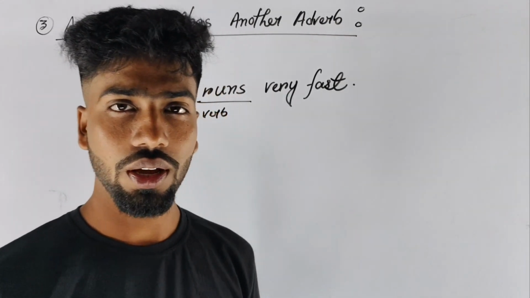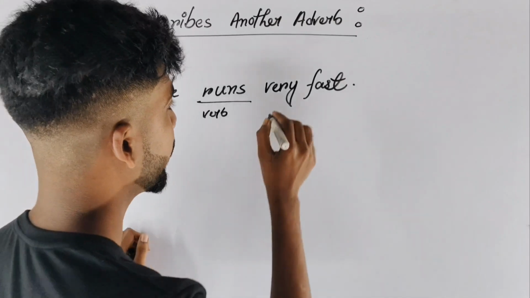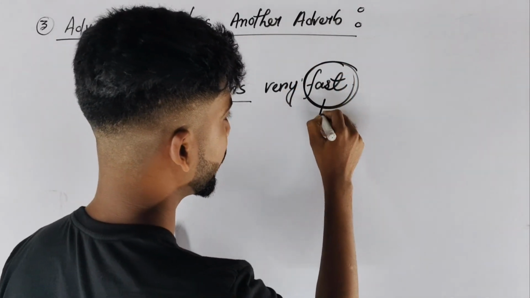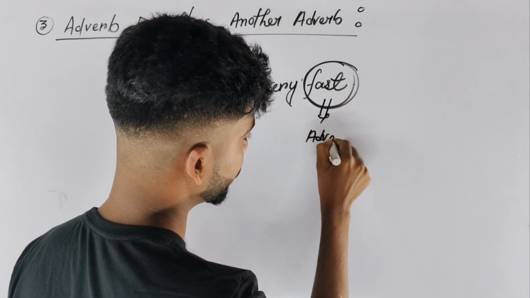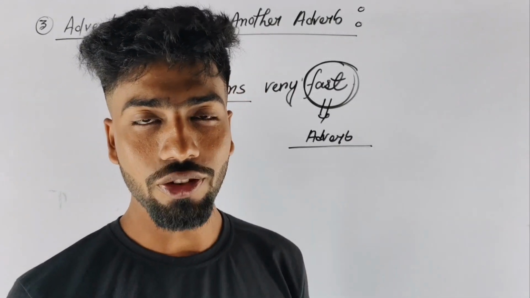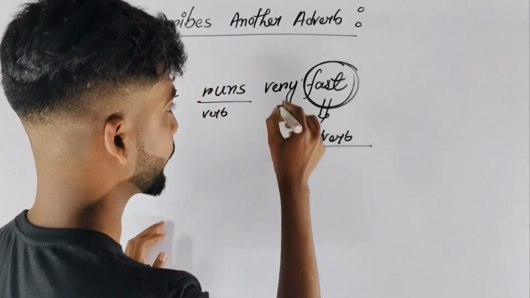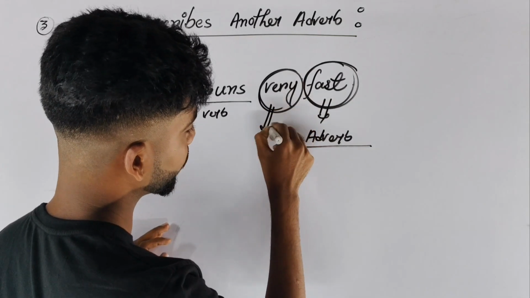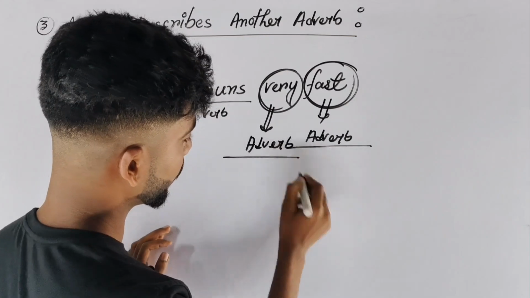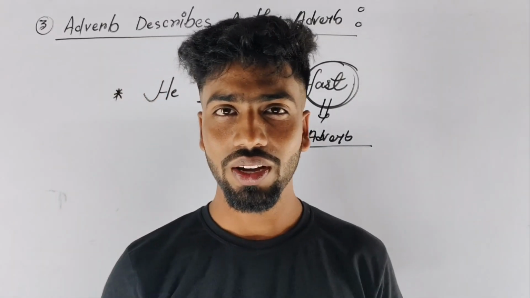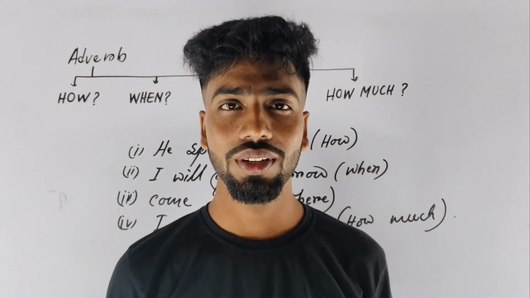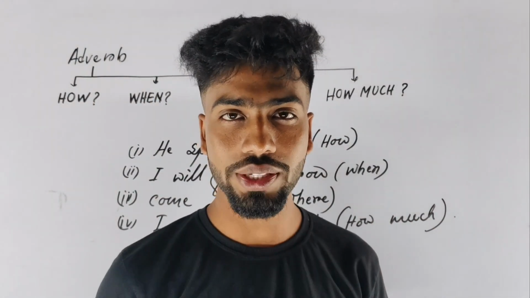Next, ask the question. How does he run? The answer is fast. Okay. The answer is fast. So here fast is an adverb. Now ask the questions. How fast? The answer is very. Okay. The answer is very. So here very is an adverb. Okay. So adverb can give more details about another adverb. Okay. Now let's make it even more easier.